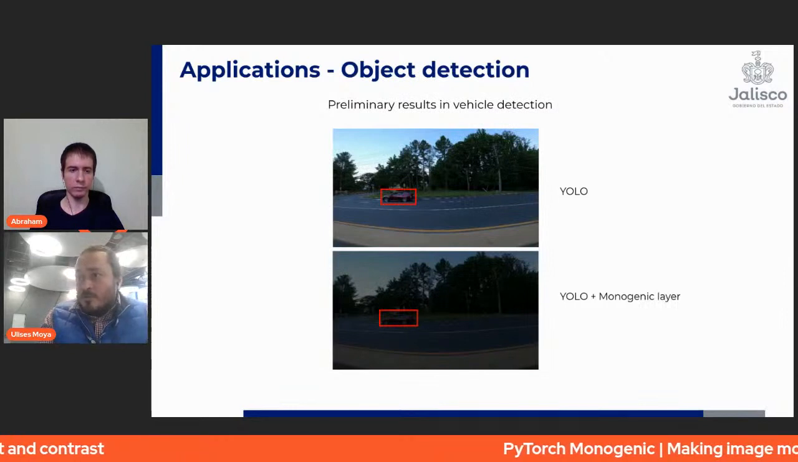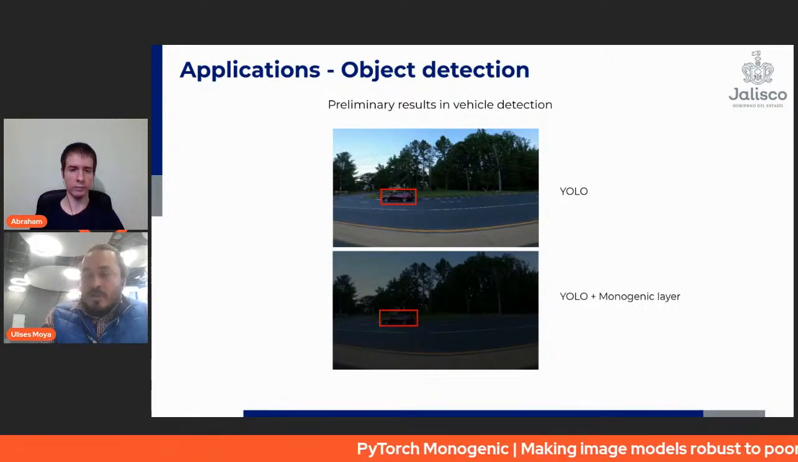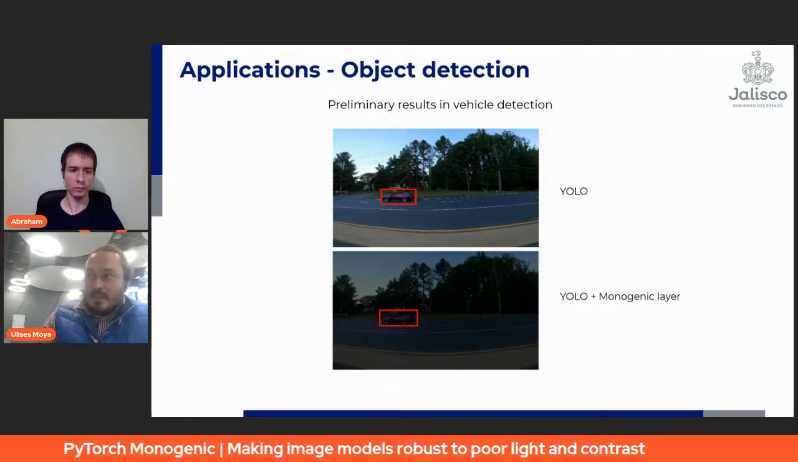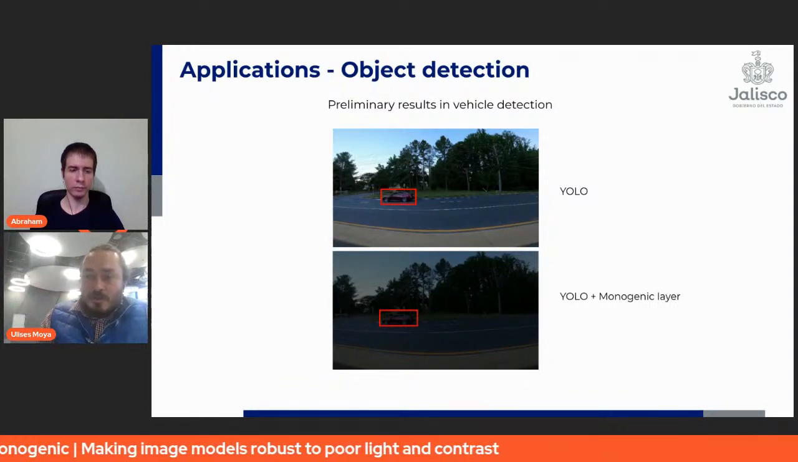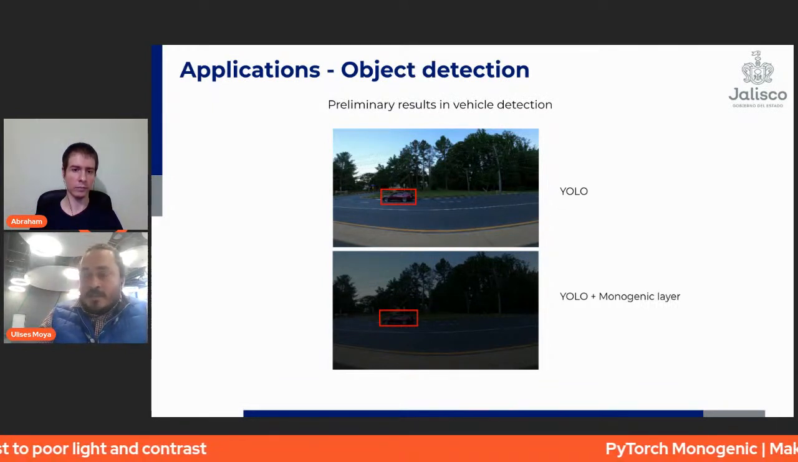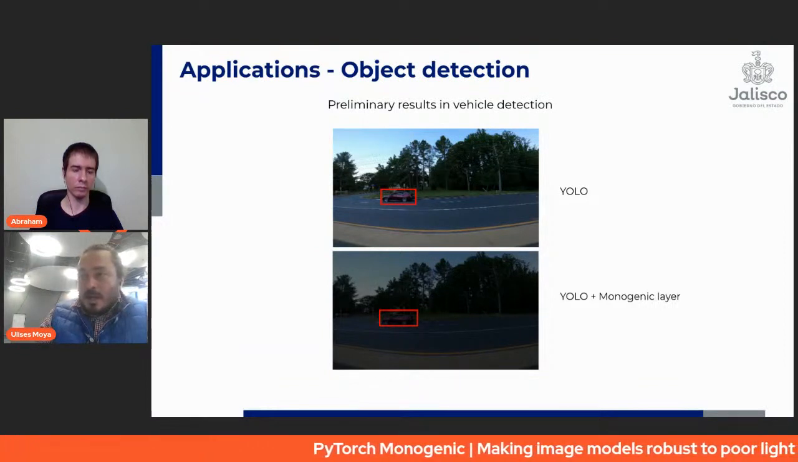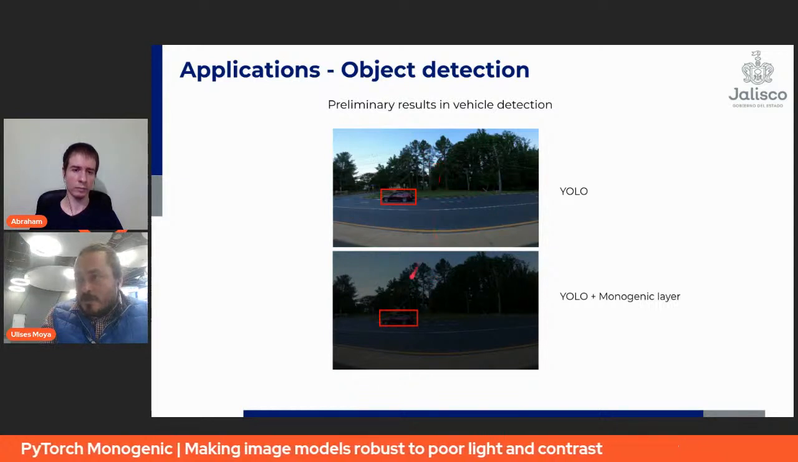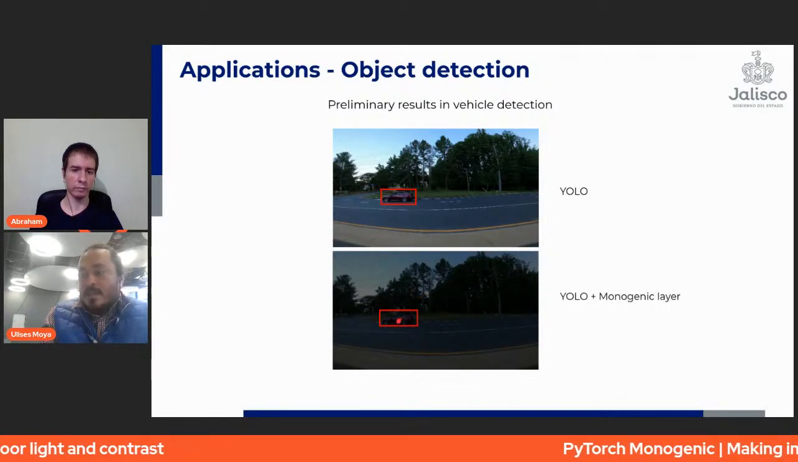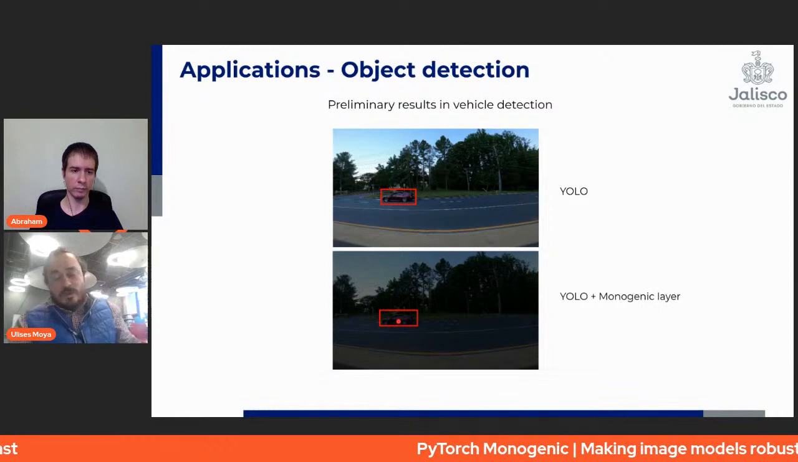Another thing, we are working not only on classification problems, but also on detection problems. We put this layer on top of a YOLO CNN, and we get good results, almost the same behavior. And if we take this degraded image, you detect more in this kind of scenario with this layer. We haven't published this yet.